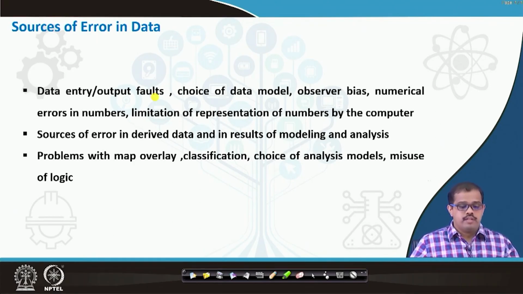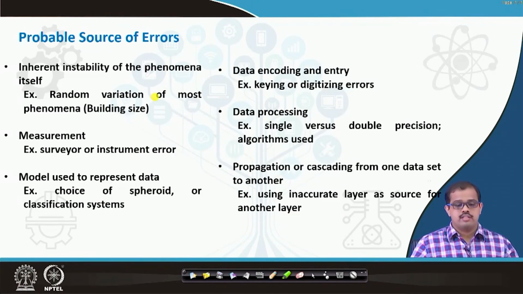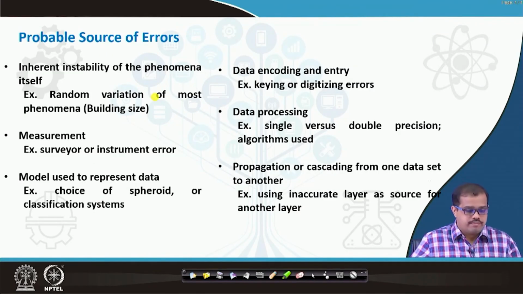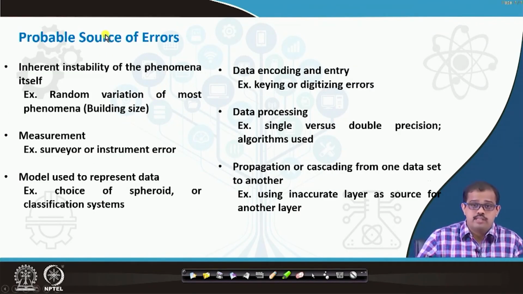Then you have sources of error in derived data and results of modeling and analysis. This is also extremely important in terms of understanding the error. Then there are problems with map overlay, classification, and choice of the analysis model. I have spoken about overlay and classification already. Then there is the misuse of logical consistency; if it is not there, you have a source of errors in data. So please look at all of these. I have also given some probable sources of errors.